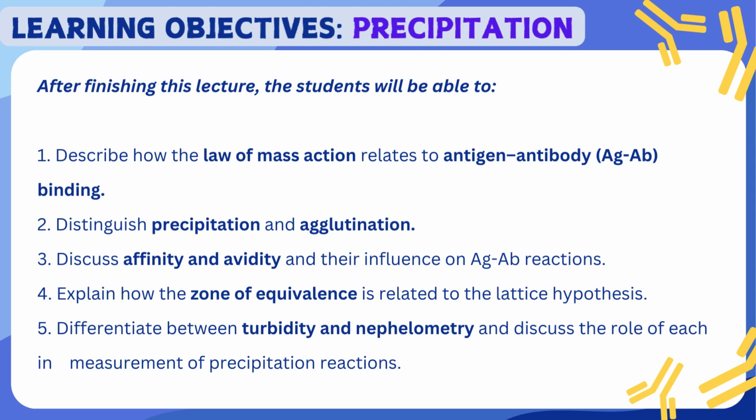For the learning objectives on precipitation, after finishing this lecture, the students will be able to: first, describe how the law of mass action relates to antigen antibody binding; second, distinguish precipitation from agglutination; third, discuss affinity and avidity and their influence on antigen antibody reactions; fourth, explain how the zone of equivalence is related to the lattice hypothesis, and differentiate between turbidity and nephelometry and discuss the role of each in the measurement of precipitation reactions. But we can omit number five.